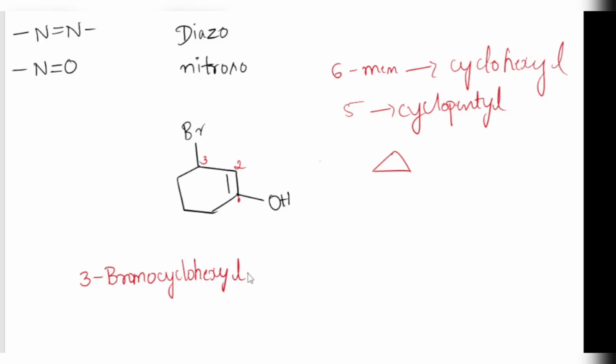Then a hyphen should be there because I have to number the double bond. Where is the double bond present? That is carbon 1. Then again a hyphen, then ene to represent the double bond, and again a hyphen, and at position 1 the alcohol is there. What is the suffix for alcohol? That is ol. This is the IUPAC name for this compound: 3-bromocyclohex-1-en-1-ol. Like this we have to write IUPAC nomenclature.